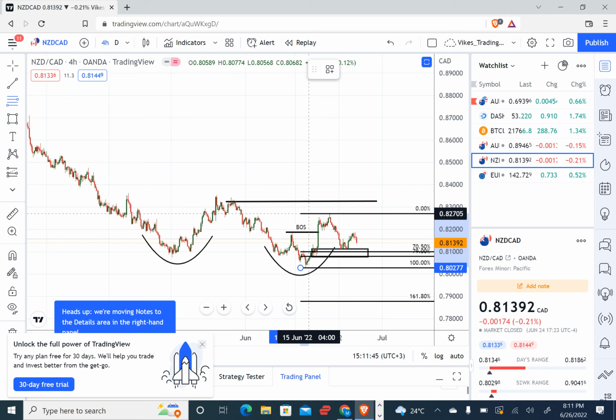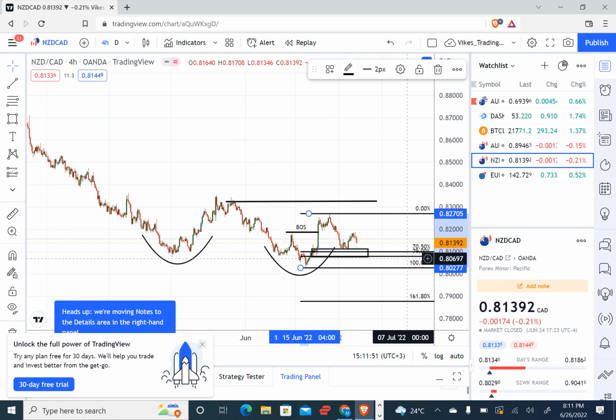The 79% Fibonacci zones. So you can see this order block of ours aligned in both the two Fibonaccis. So this will be an area of interest. This order block basically will be one of my main areas of interest to trade.